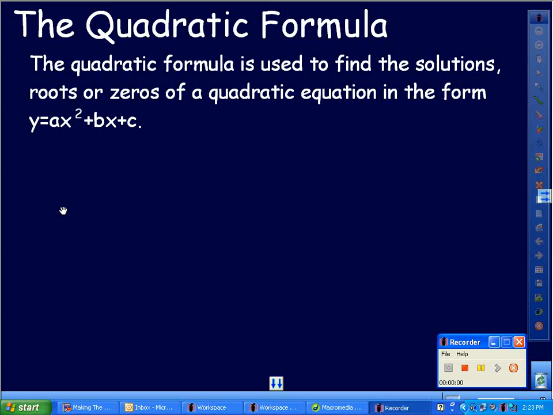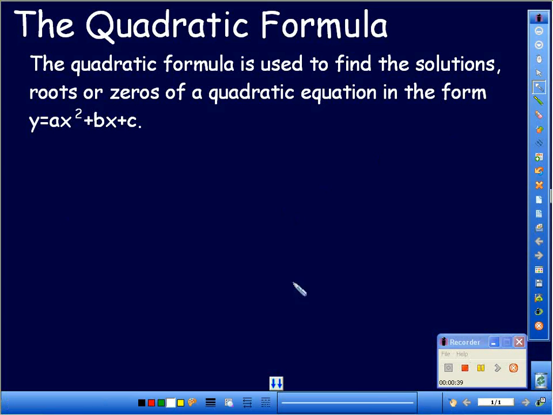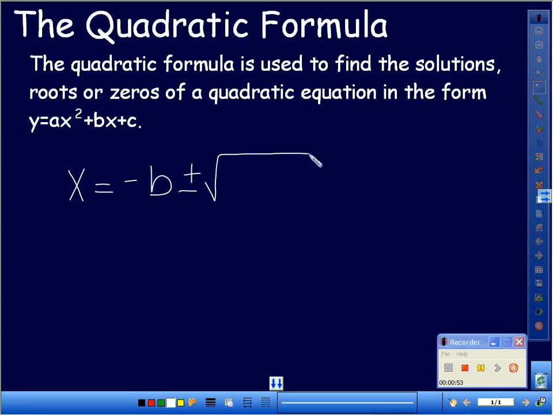Okay, so does anybody remember what the quadratic formula is? This is a quadratic equation. The quadratic formula is x equals negative b plus or minus the square root of b squared minus 4 times a times c, all over 2 times a.